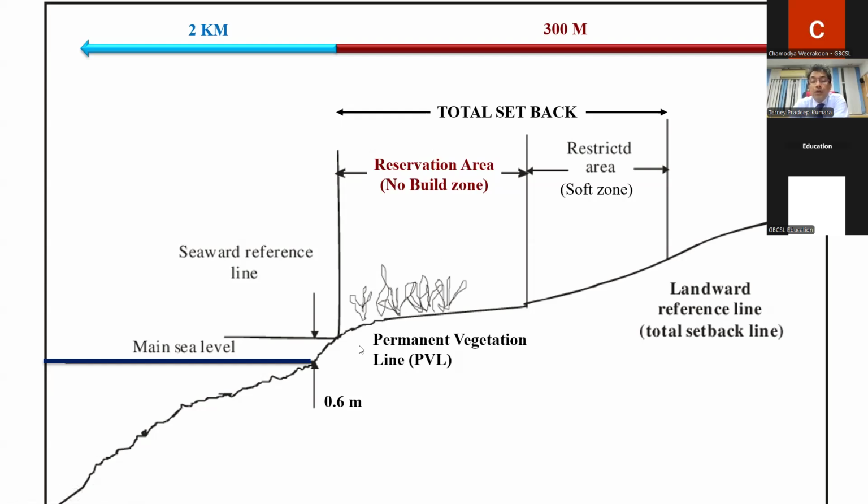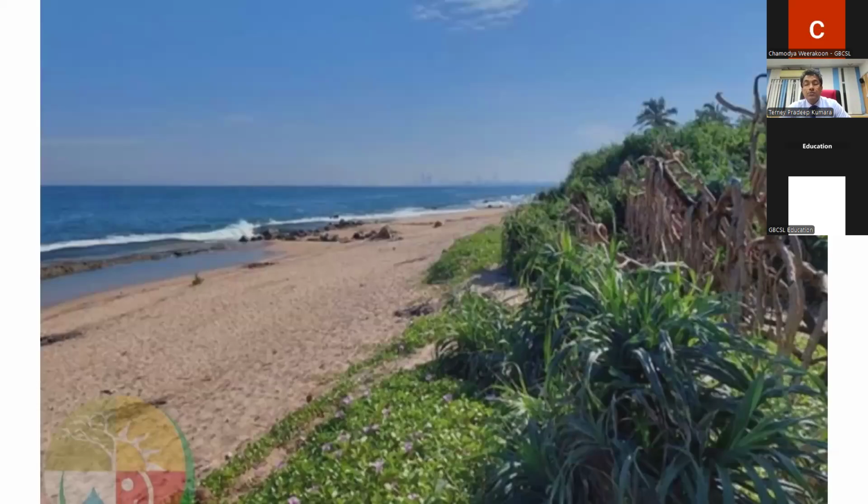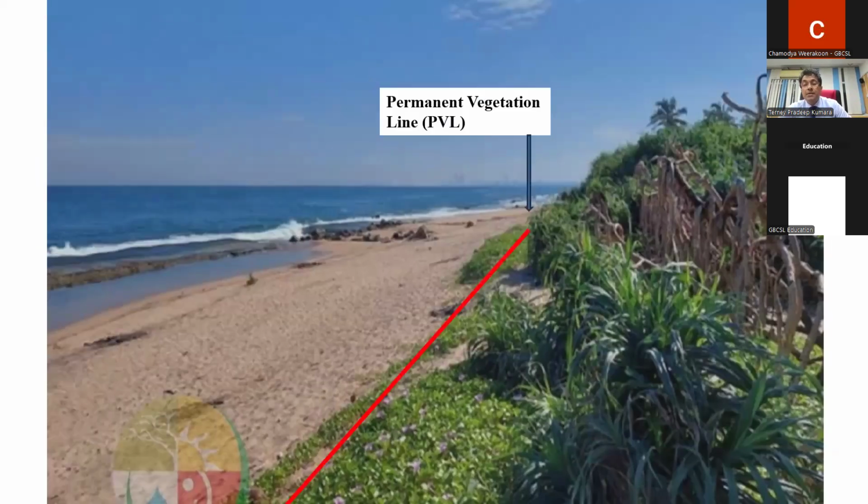That is mainly for allowing the sea to determine its own shoreline with the sea level rise. This is just to support you, right? Not for the sake of having a setback line on the beach. Setback lines have been established just to protect and support investors. So you can see here, this is the PVL line, right? This is the PVL line.